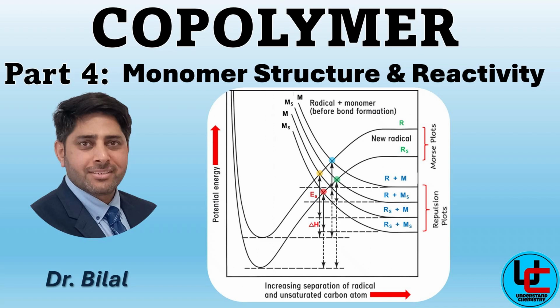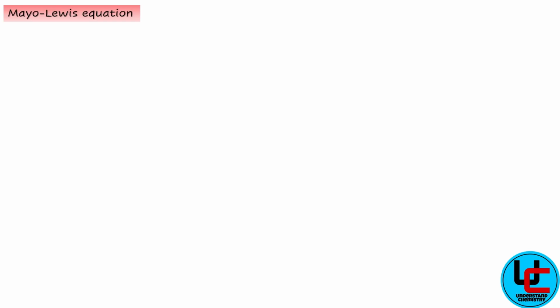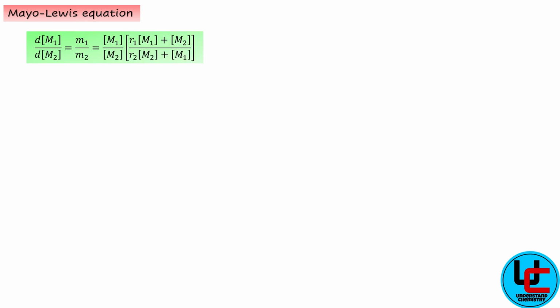In this video, I will talk about structure and reactivity of monomer and how it influences the nature of copolymerization. As we have previously learned, the Mayo-Lewis equation describes how two monomers copolymerize. It relates the instantaneous composition of the copolymer to the feed ratio of monomers and their reactivity ratios.